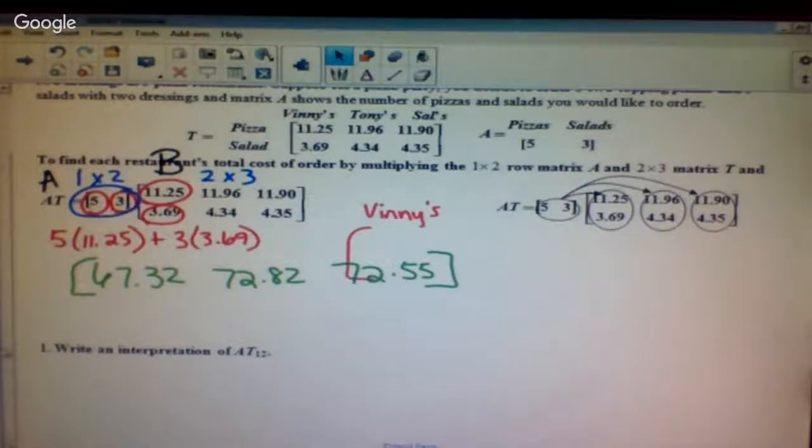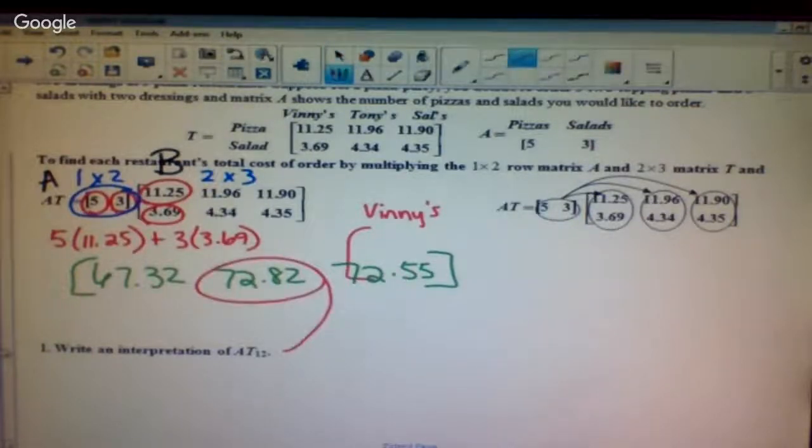They want to know what the interpretation of A T sub 1, 2 is. So, what number is in 1, 2? 72.82. Okay. What does that total tell me? Tony's total. This would be the price. If you would walk into Tony's restaurant and you would order 5 2-topping pizzas and 3 salads, you would walk out of Tony's paying $72.82.